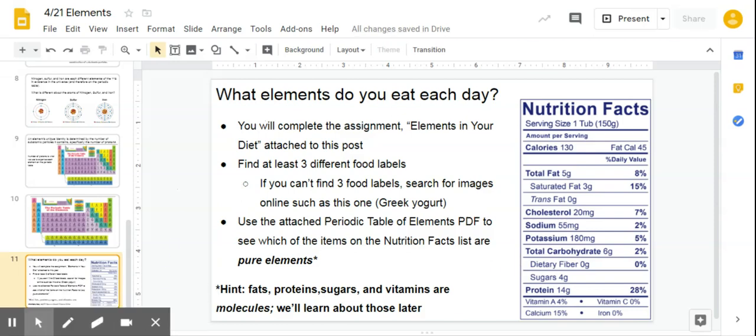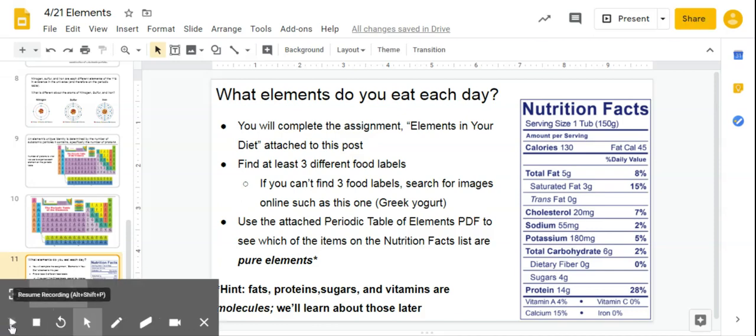You have a Google Doc attached into this daily assignment. It looks like this. Elements in your diet. And you will fill in a table with at least 3 different food labels. If you can't find any food labels in your house, that's okay. You'll search for one like this. That's what I did. This one's for Greek yogurt. You can search for it on the internet and just get the information off of it there.